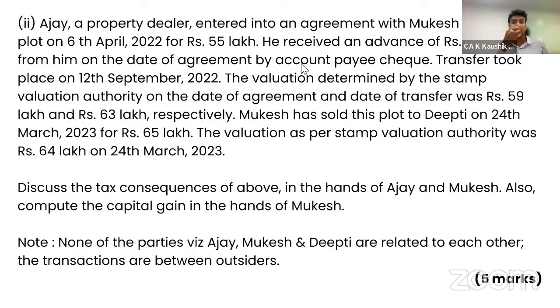He received an advance of rupees 12 lakh on the date of agreement by account payee cheque. Transfer took place on 12th September 2022. The valuation determined by Stamp Valuation Authority on the date of agreement and the date of transfer was different. So 59 lakh was on the date of agreement, and on the date of transfer, that is 12th September, it is 63 lakh. So from April till September, the stamp duty value has increased from 59 lakh to 63 lakhs.